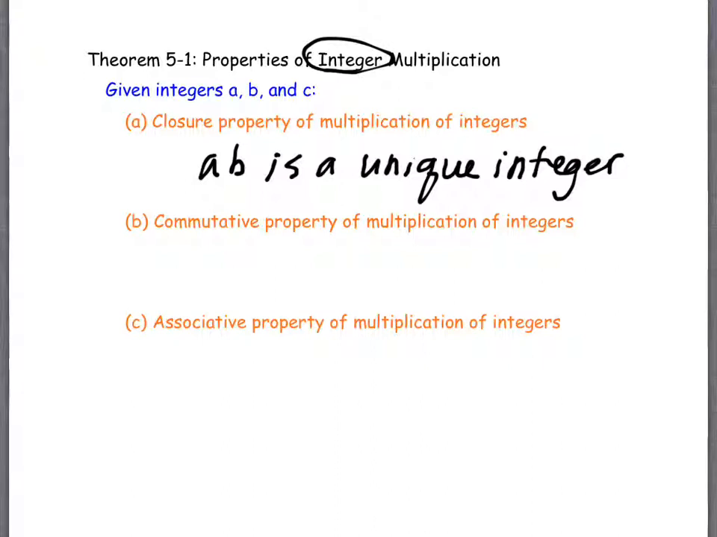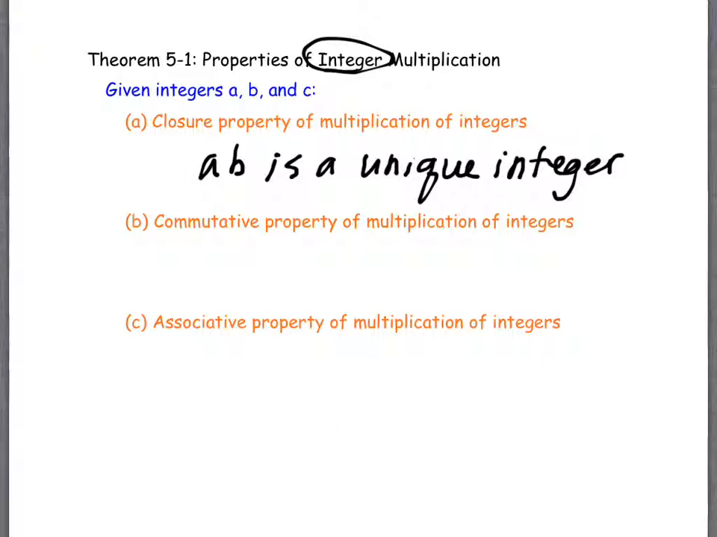I can't multiply two integers and get a fraction. I don't multiply two integers and get a square root. It's not possible. I multiply an integer times another integer and I get another integer.